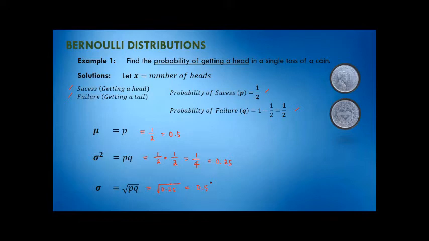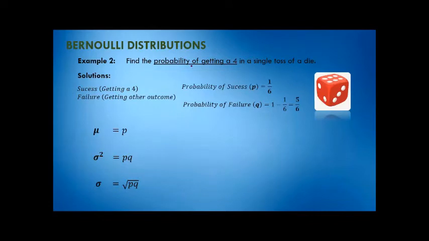Let's have additional example. Find the probability of getting a 4 in a single toss of a die. Okay? So ang pinapakuha sa atin is getting a 4. Ibig sabihin, yun yung success. At pag hindi 4 ang nakuha mo, that is failure. Getting other outcome other than 4. Now, alam natin na ang bawat value ng die is 1/6. So pag 4 ang kinuha mo, 1/6 ang sagot dyan. So therefore, ang probability of success is 1/6.